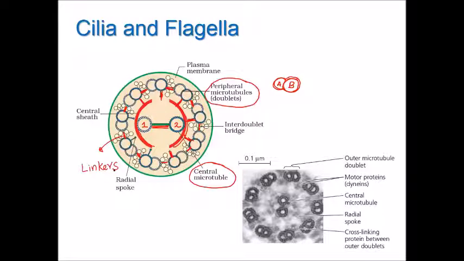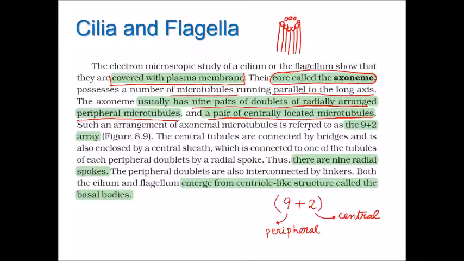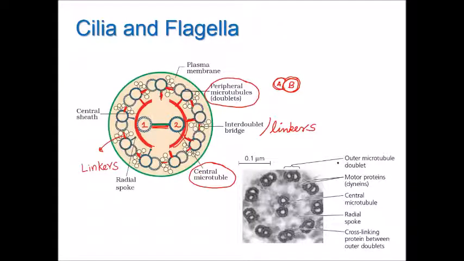So the interdoublet bridge is there. Interdoublet bridge and linker are the same thing. In your textbook, in the description, they have given linker, but in the diagram, they have given interdoublet bridge. So in the textbook, they say the peripheral doublets are interconnected by linkers. So linkers are the same thing as the interdoublet bridge. The word interdoublet means between doublets. So the bridge between doublets is called the interdoublet bridge.